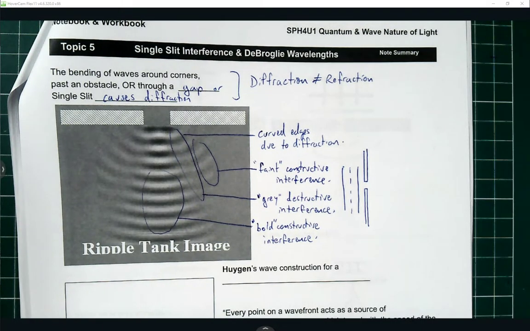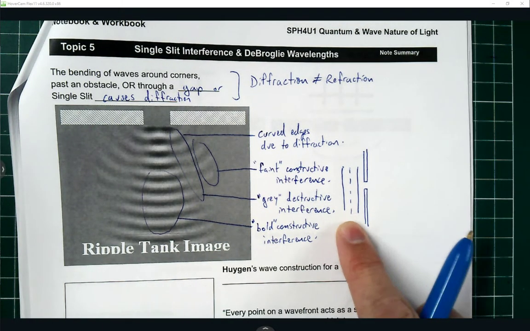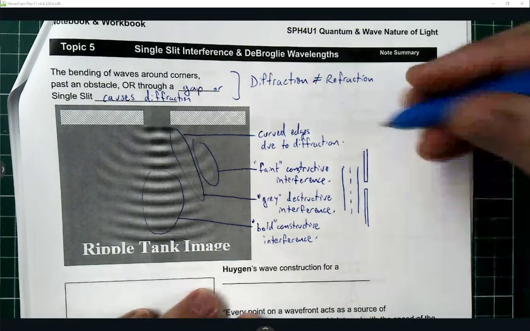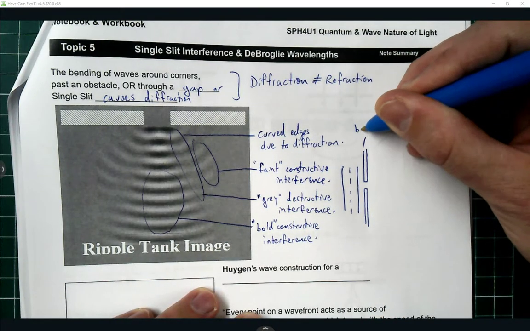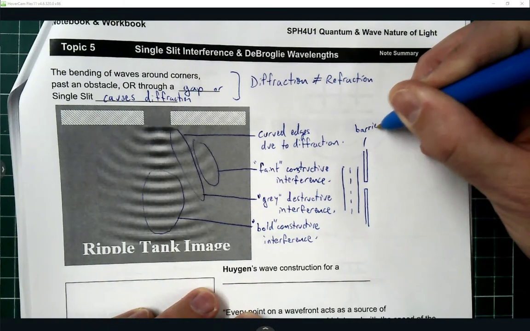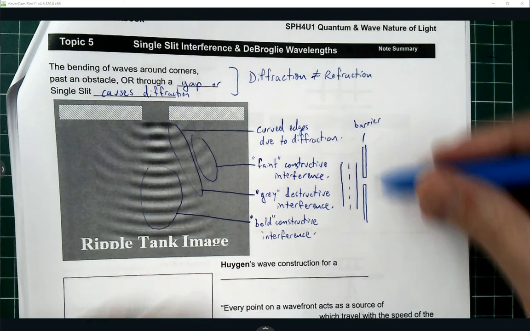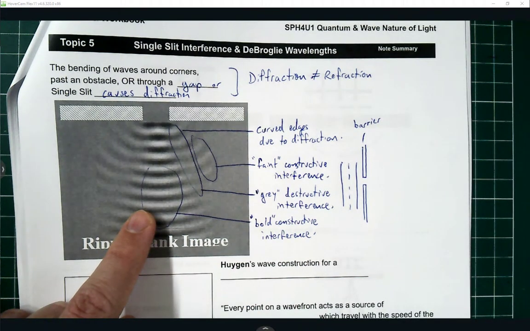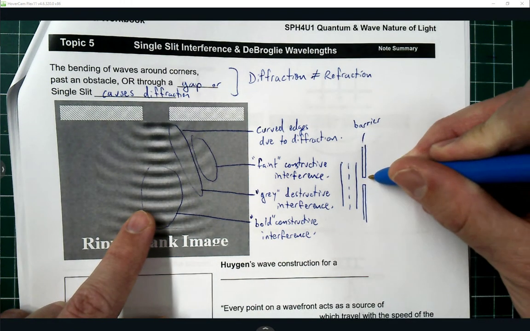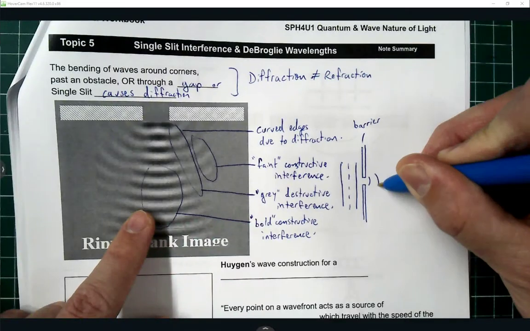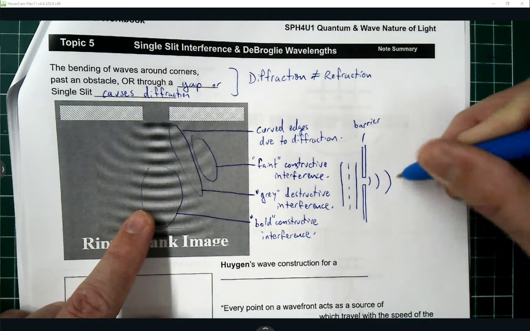But as these peaks and troughs, these waves, approach that barrier, there's an opening, an aperture. And what this diagram over here says, I'm just going to rotate it sideways, is that we're going to have waves that come out the other side with a curvature to them. Diffraction.